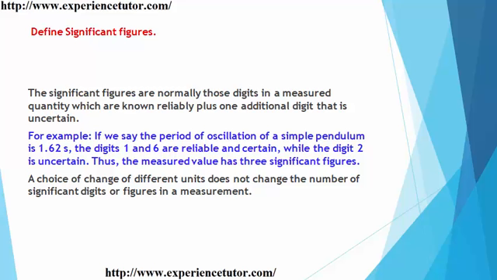Define significant figures. The significant figures are normally those digits in a measured quantity which are known reliably plus one additional digit that is uncertain. For example, if we say the period of oscillation of a simple pendulum is 1.62 seconds, the digits 1 and 6 are reliable and certain, while the digit 2 is uncertain. Thus, the measured value has three significant figures. A change of different units does not change the number of significant digits or figures in a measurement.